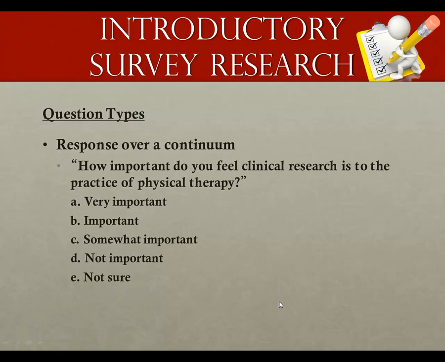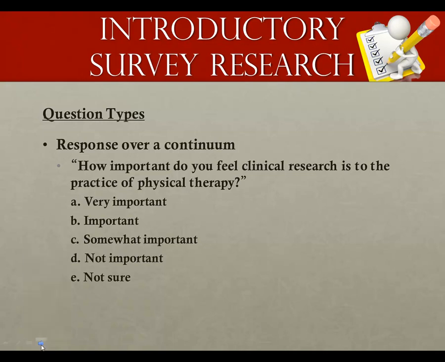We might give them a Likert scale to explore their feelings, how strong they feel about something, pro or con, or how important something is to them, and give them a continuum of choices. For example, we might ask, how important do you feel clinical research is to physical therapy? Whether or not you feel it's very important, or all the way down to you're not sure of its importance. So we give people in this type a continuum of choices.